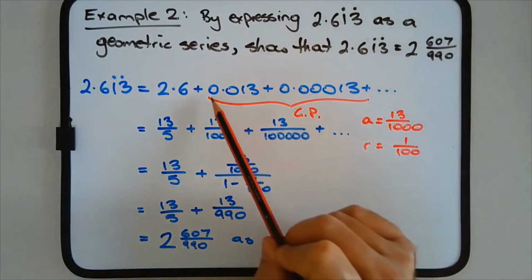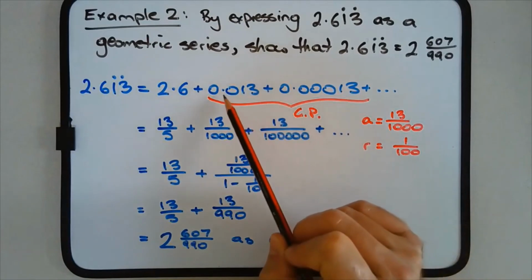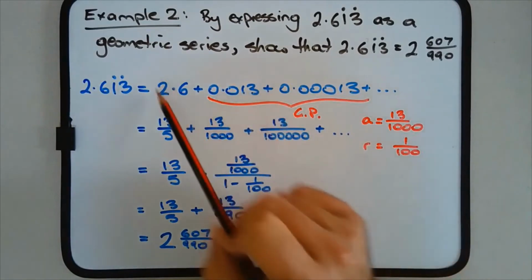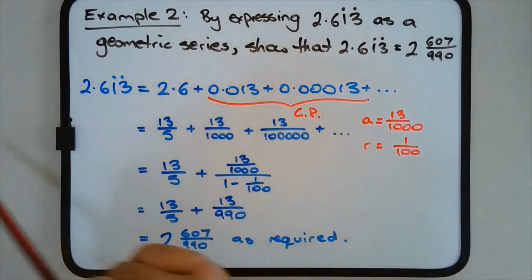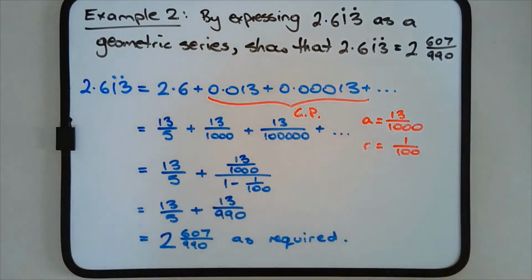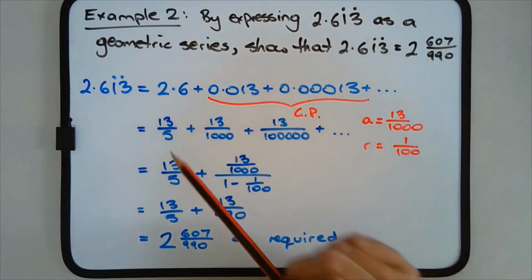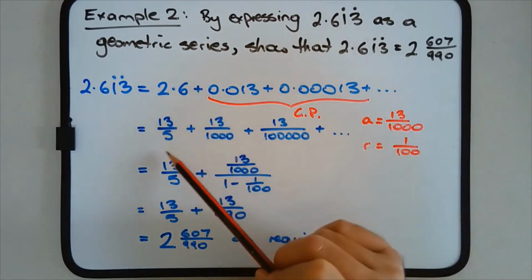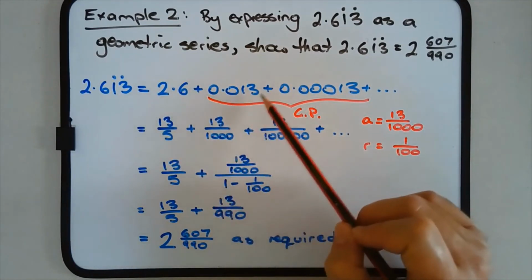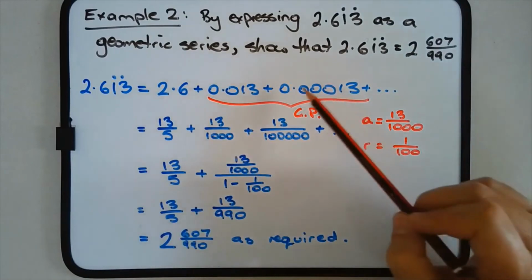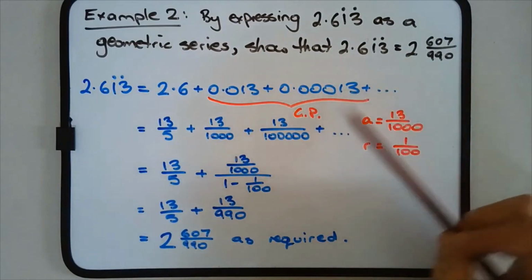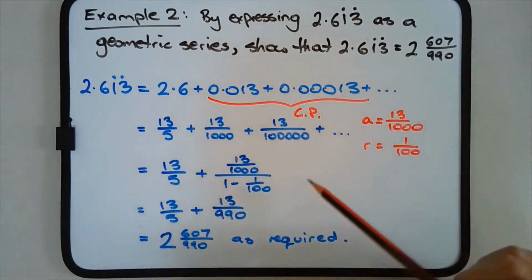Now notice that the geometric progression starts from 0.013, not from the 2.6. That's a separate term altogether. It's got nothing to do with the geometric progression. Now expressing the right-hand side in fraction form, 2.6 is equal to 13 over 5. 0.013 can be written as 13 over 1,000, and 0.00013 can be written as 13 over 100,000, and so on.